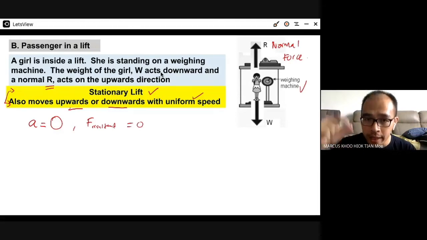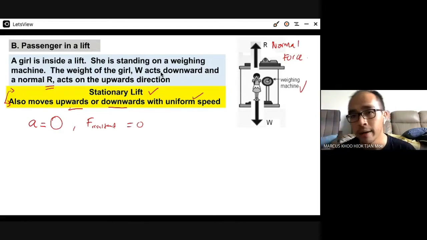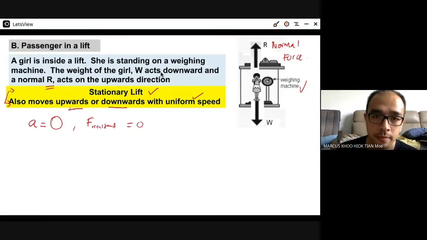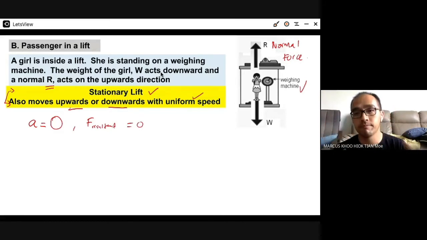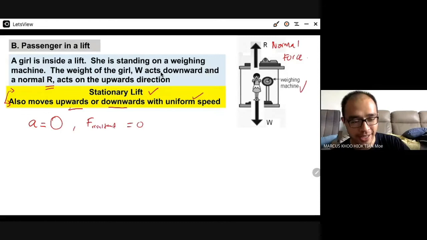Take a look at the girl at the lift. Can you tell me what is the resultant force in terms of W and R? Remember the coconut situation just now? We also did the W and R. Can you tell me in terms of the W and R in this picture, what is the resultant force? If W is equals to R. Oh, okay, yeah. It's true lah. But actually, what I was looking for is W minus R is equals to 0.